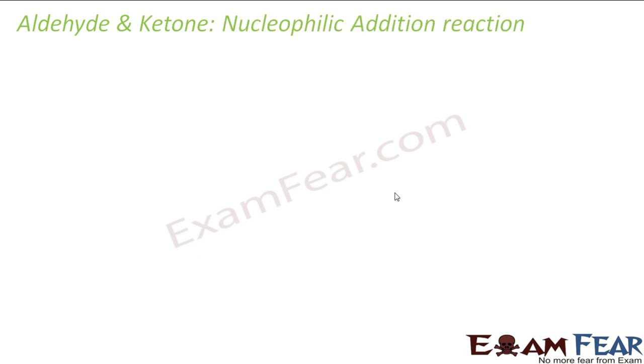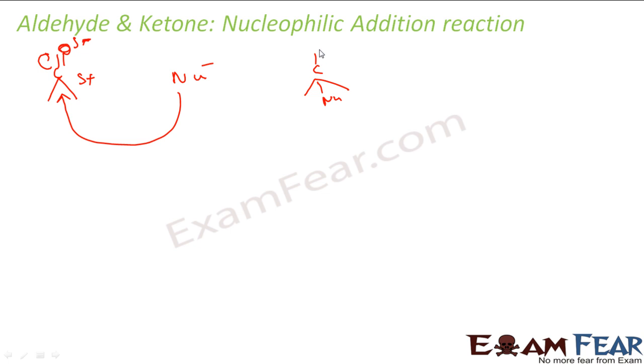Let's start with the first reaction, that is nucleophilic addition. This we've already discussed: in aldehydes and ketones, due to the carbonyl group, the oxygen will have a slightly negative charge and this carbon will have a slightly positive charge. So if my nucleophile is strong, the nucleophile will attack this carbon and form O minus, and then H plus will come from somewhere in the system because we'll have these reactions in the acidic medium, and you get this kind of product.